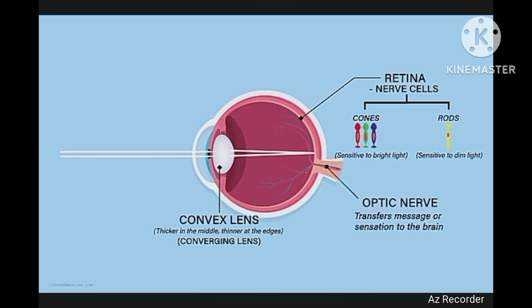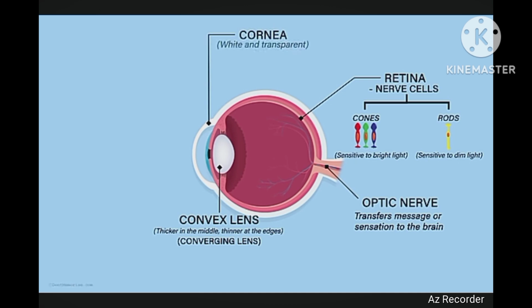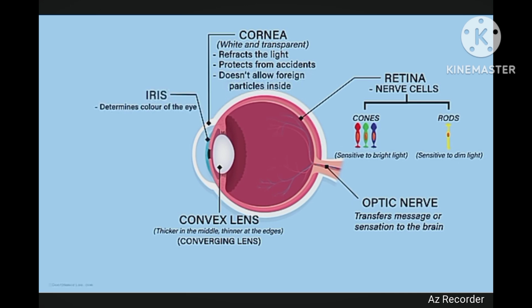Okay, let's quickly recap what we learned about the human eye. The human eye has a roughly spherical shape. The outer part of the eye, called the cornea, is a thick white transparent wall which protects the eye from accidents and keeps foreign particles from entering inside. Behind the cornea, the colorful part of the eye is called the iris. It has a small opening at the center called the pupil.